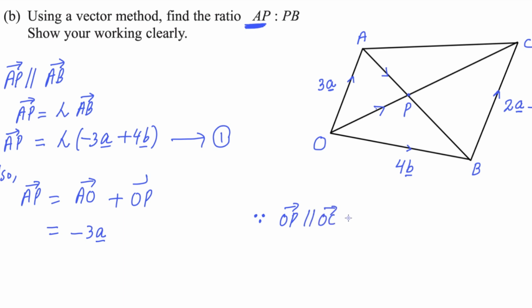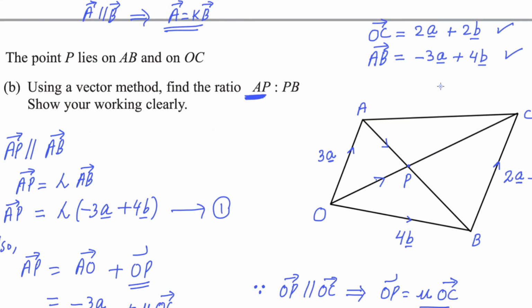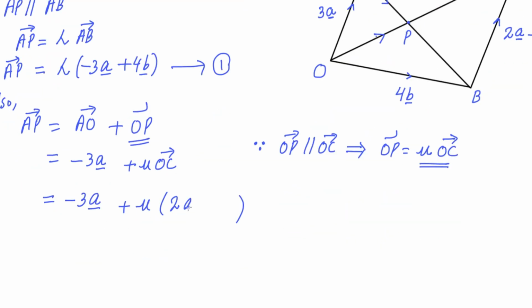If it is parallel to vector OC, we can write by using the definition of parallel vectors, OP vector will be equal to a scalar multiple. Let's say the scalar multiple is mu times the other vector OC. So we can make this formula for it. You can replace OP with this value, mu times OC: minus 3 vector A plus mu times OC, and for OC we already got the answer from the previous part, that is 2A plus 2B.